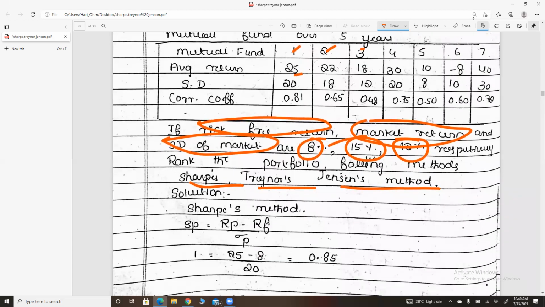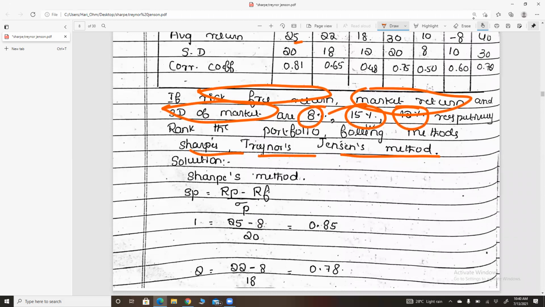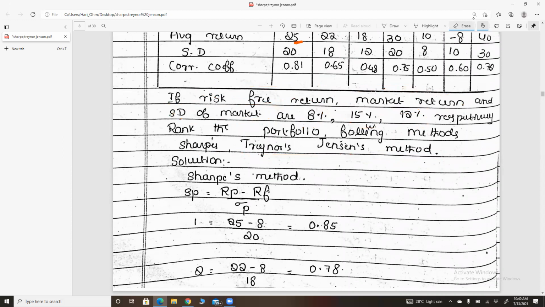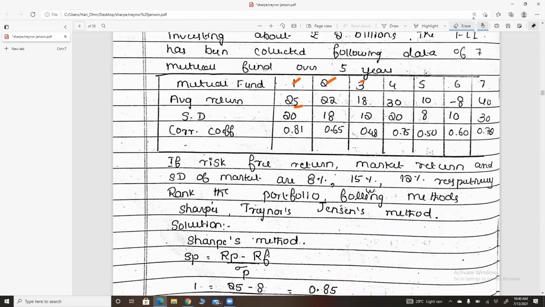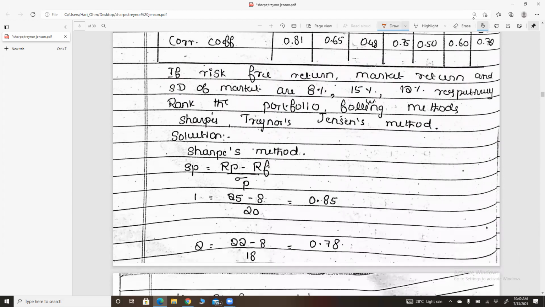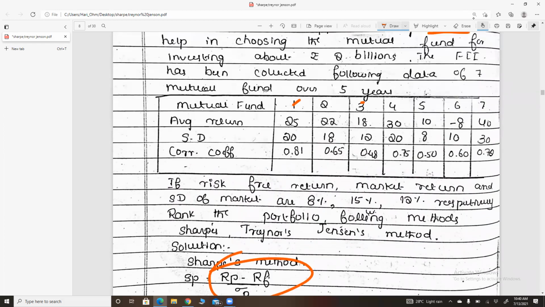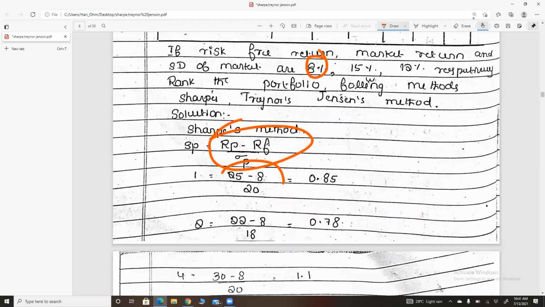Here, let's calculate first under Sharpe's method. What is the formula? RP minus RF divided by standard deviation P. So let's work out the first mutual fund. Average return is 25, that is RP, minus RF, that is 8, divided by standard deviation, that is 20. 25 minus 8 divided by 20. So the answer is 0.85.